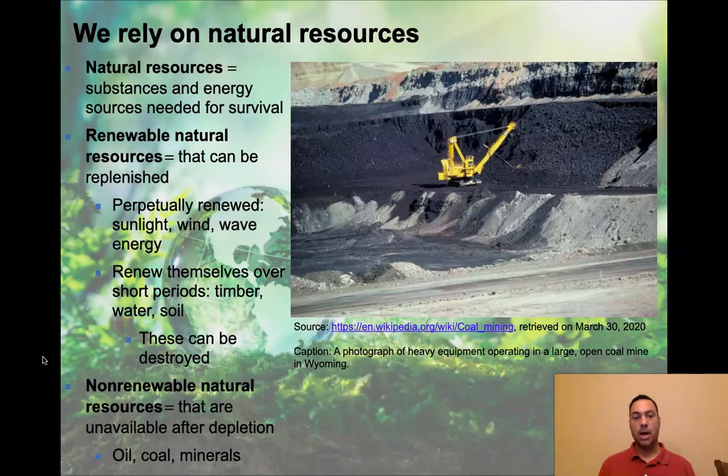In contrast, are non-renewable natural resources. These are the things that are unavailable after depletion. This includes oil, coal, minerals, landscape. If you stress it too much, you'll lose it. Things like this. And so here's an example of a non-renewable resource. This is a coal mine. This is actually a very, very large piece of heavy equipment operating in a large open pit coal mine in Wyoming in the United States.